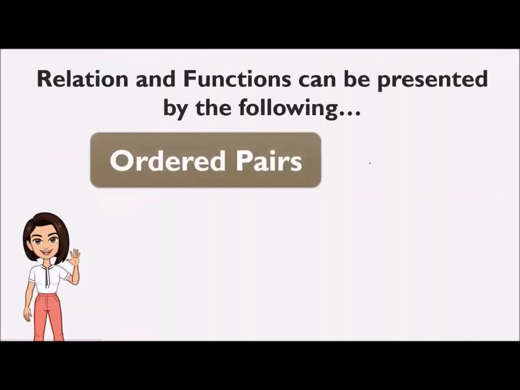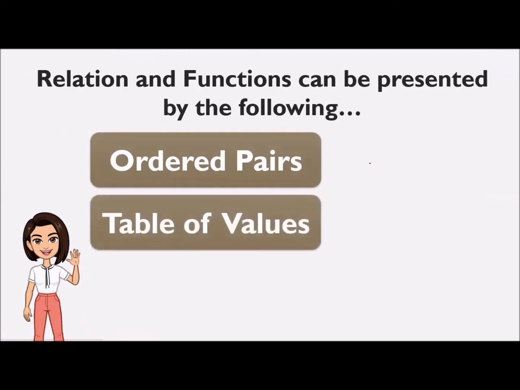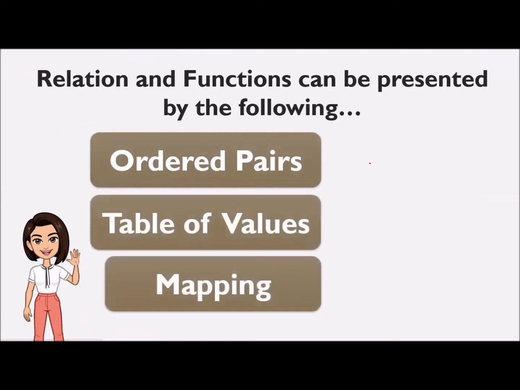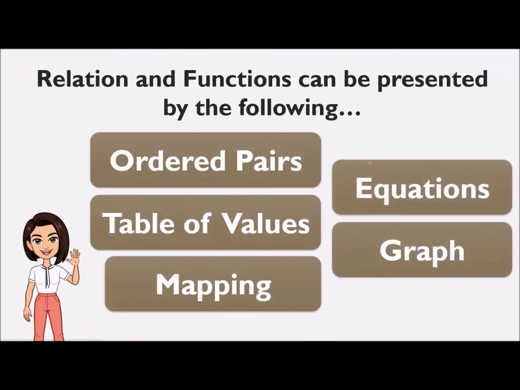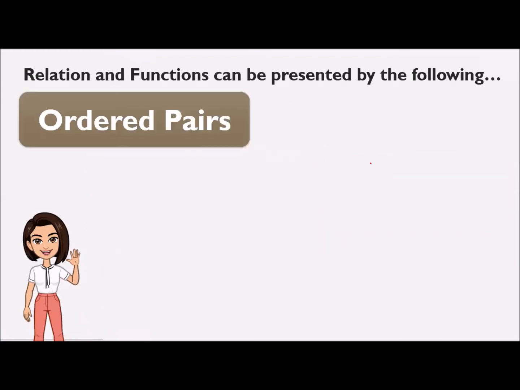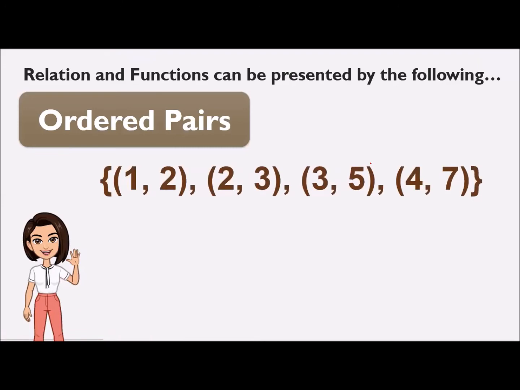So, paano ba natin mape-present ang relations and functions? Pwedeng ordered pairs, pwedeng table of values, mapping, equations, and then graph. So, may 5 paraan. Basically, 5 ways. The first one is the ordered pairs. Katulad ng mga ginagawa natin kanina.